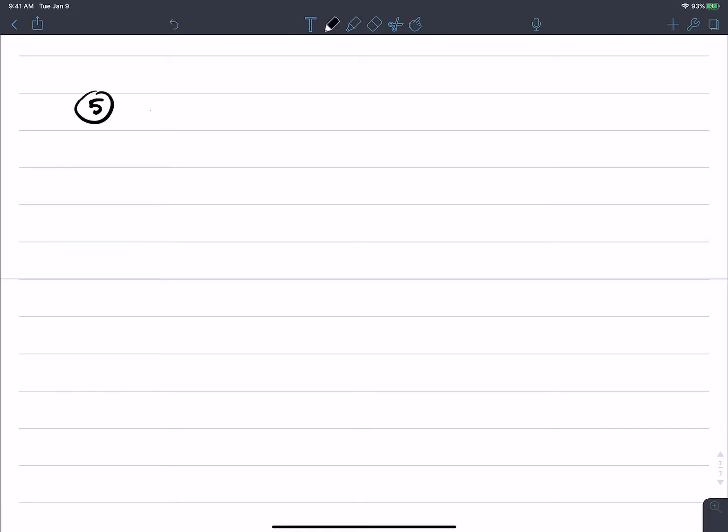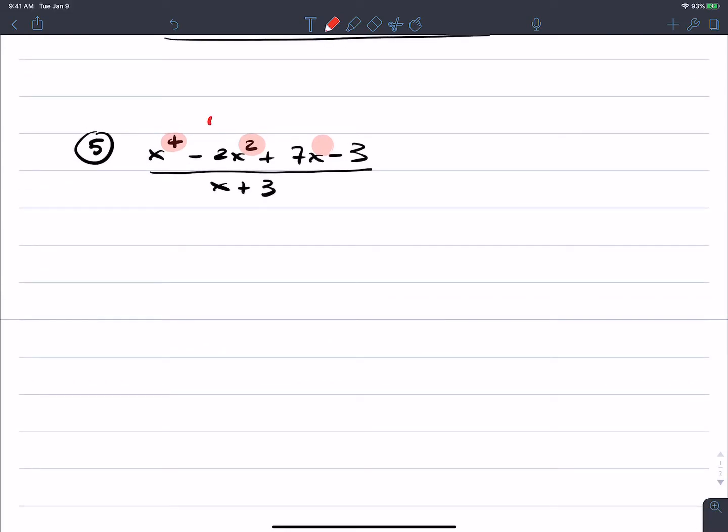Number 5. We have x to the 4th minus 2x squared plus 7x minus 3 over x plus 3. I want to point out an important detail here. They have x to the 4th, x squared, and then x to the first power, but we're missing a term. So when you're missing a term, what you'll do here is insert 0 times that missing term. So here's the third power that's missing. Remember, this is really 0.